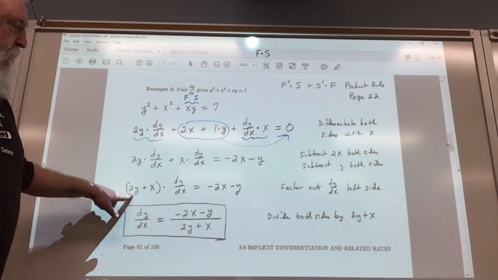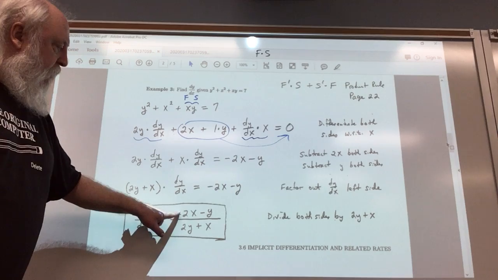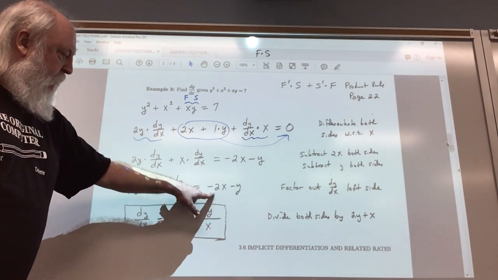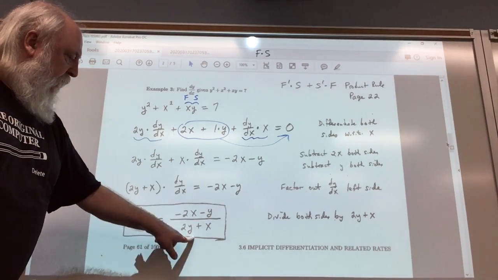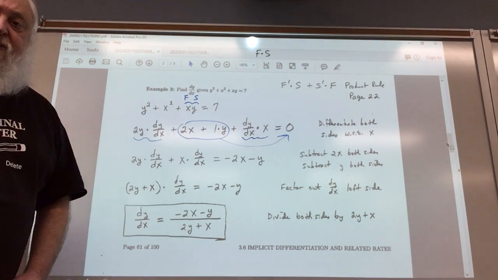So I divide both sides by what's in parentheses here, 2y plus x. And when I divide both sides by 2y plus x, this goes away. And on the right-hand side, I'm left with minus 2x minus y from up here, divided by 2y plus x. And we're done. We have the derivative of y with respect to x.